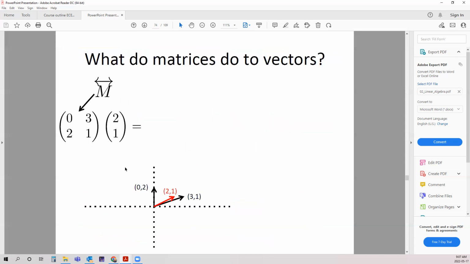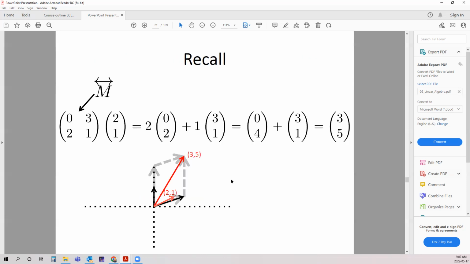Here, what do matrices do to vectors? If I have this matrix and this vector, what will it do? It will be 2 with the first column, then 1 with the second column, and we end up with 0 and 4 plus 3 and 1, which is 3 and 5. So let's do a scalar.